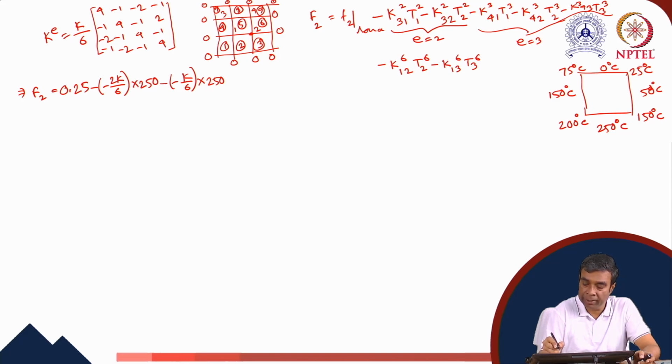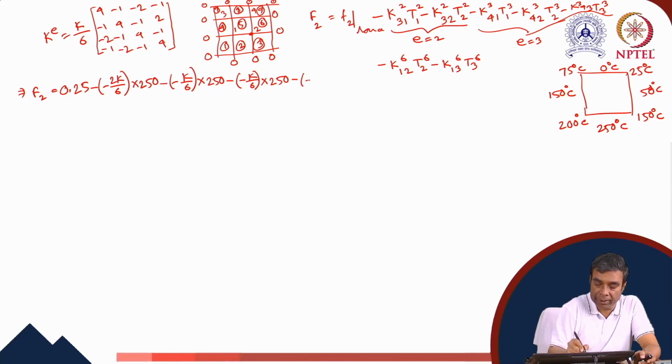It is minus K413 T13. K413 is minus K by 6, so minus K by 6 into T13. For the third element, the first local node, the temperature is here 250 degrees centigrade. Next we have K423 T23. K42 is minus 2K by 6, so minus 2K by 6 into T23. T23 is the lower right corner. This is T23.